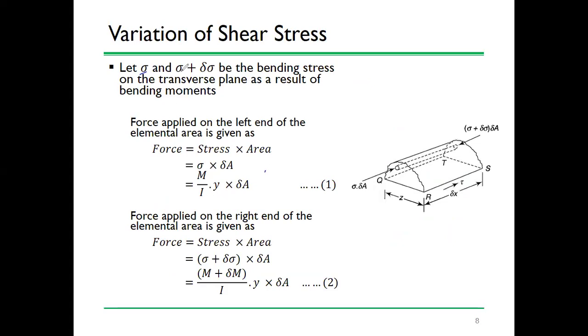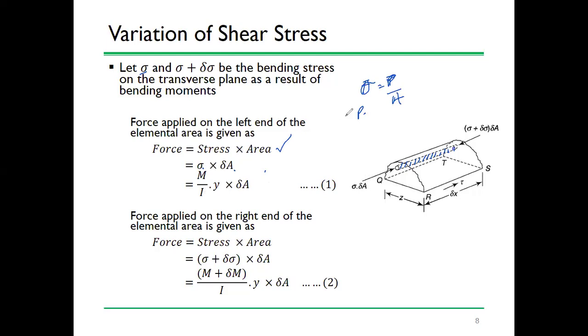Let sigma and sigma plus delta sigma be the bending stresses on the transverse plane as a result of a bending moment. So once again, this thing you are seeing here is a small area we are considering. If you want to find the force on this, everybody knows that stress is force over area. So if that is the case, then force is stress times area. And the area here is a small area, dA.